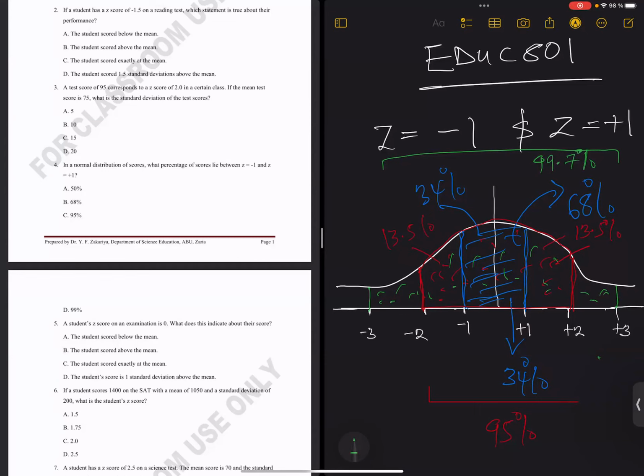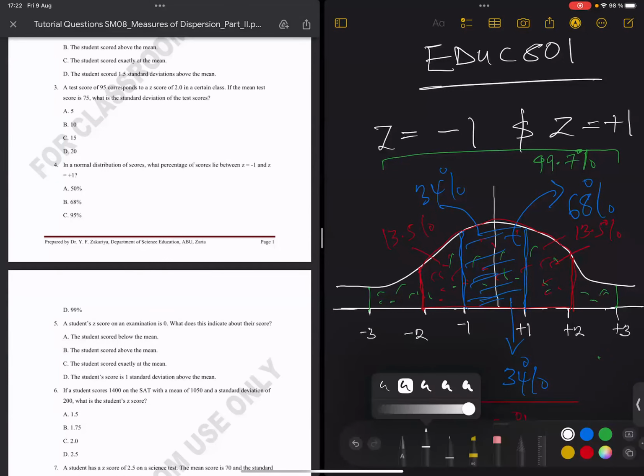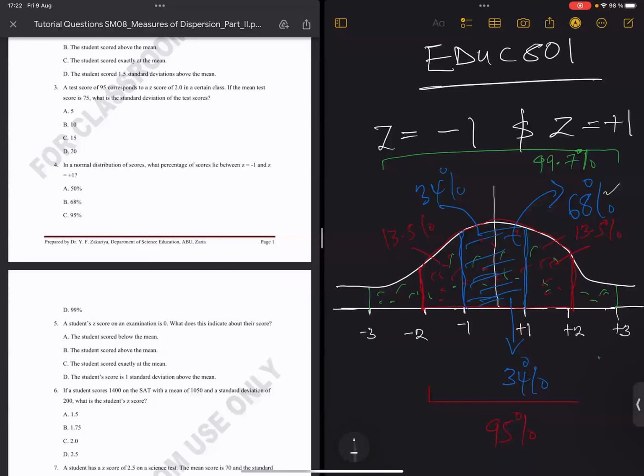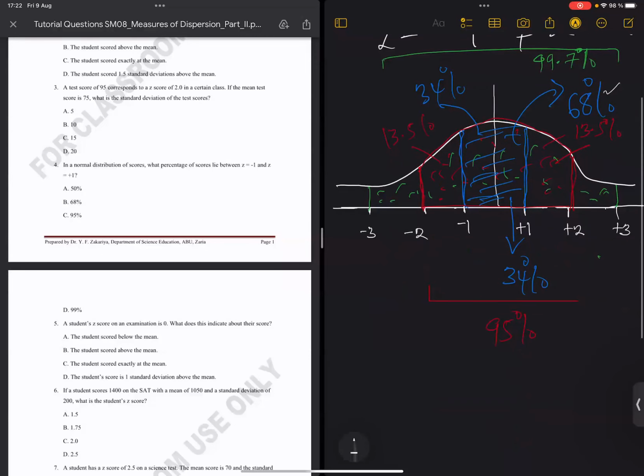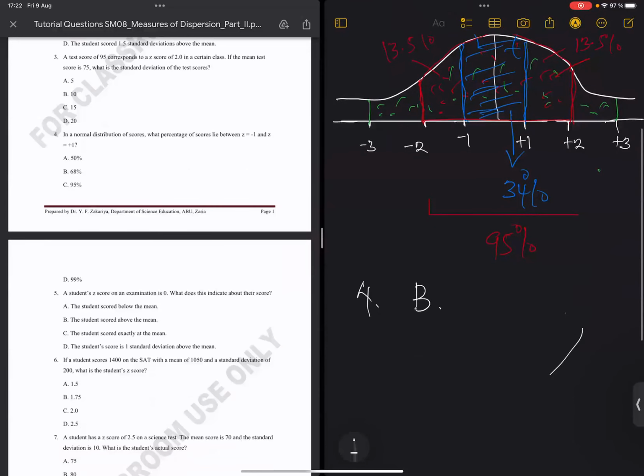The empirical rule question asks us what percentage of scores lie between -1 and +1. Now we have just said it. For -1 and +1, the area covered by the normal distribution curve is 68%. So the right option there is option B. So question number 4, the answer is B, 68%. Okay, all right. I hope this is clear to everybody.